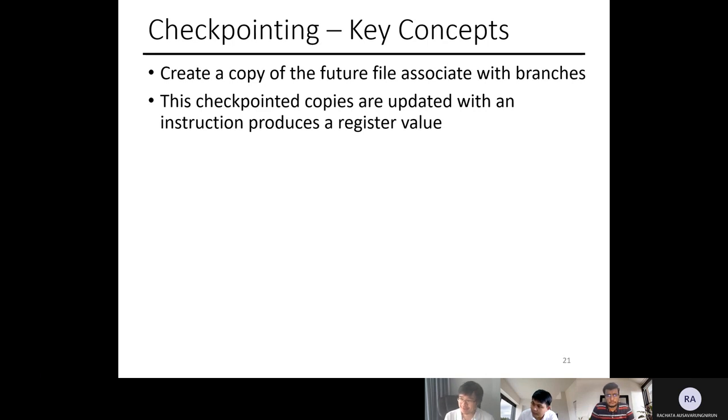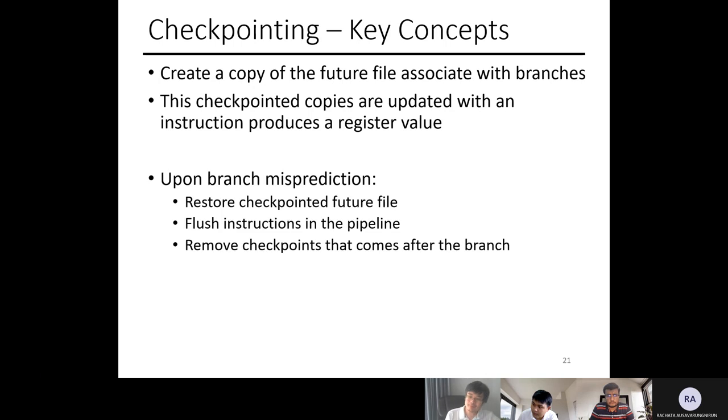When branch misprediction occurs, you restore the future file. And you throw away anything in the register aliasing table that is from the mispredicted branch, and you're done. You don't even need another copy of the RAT because you can throw it away and you're done, because you know already this is before the branch, this is after the branch. So you throw everything from here out.